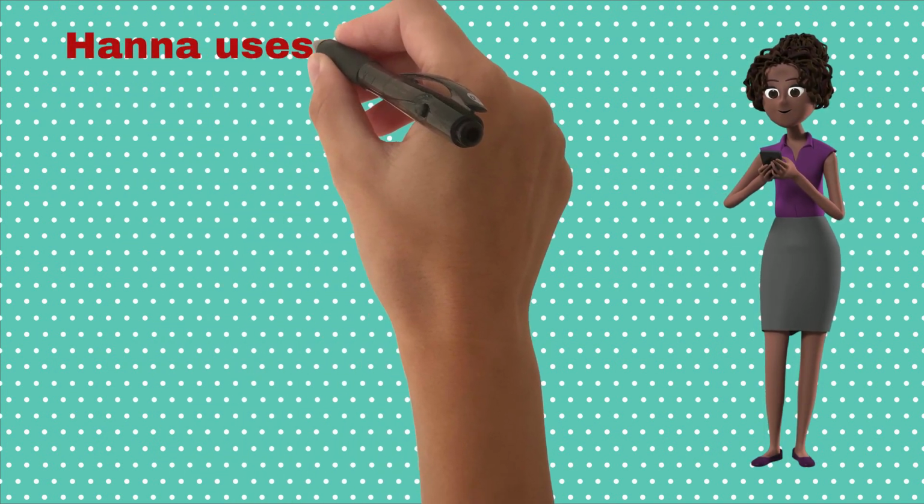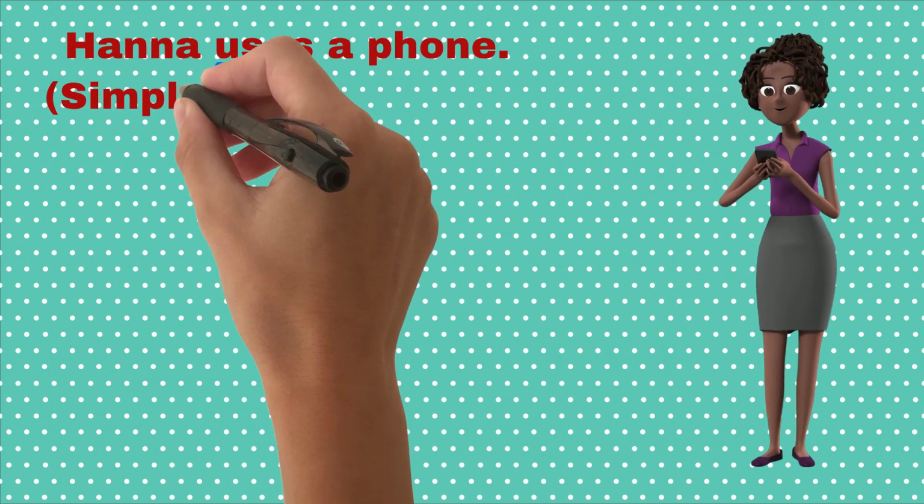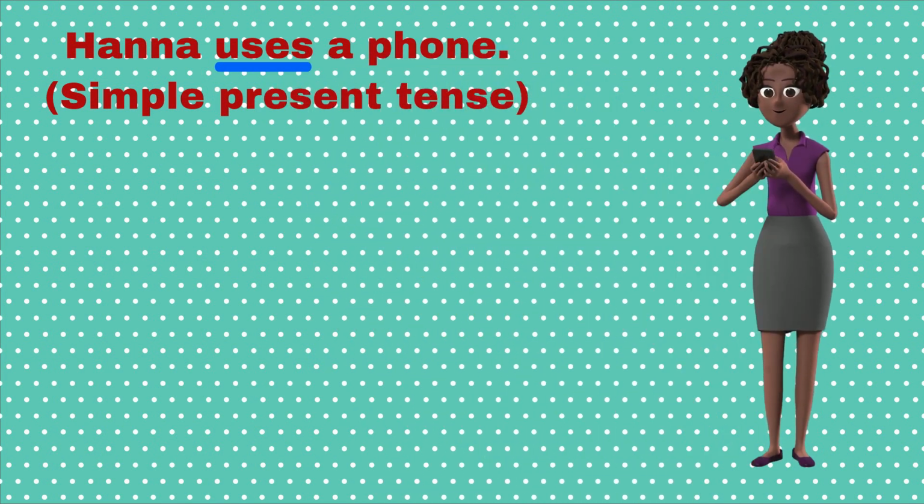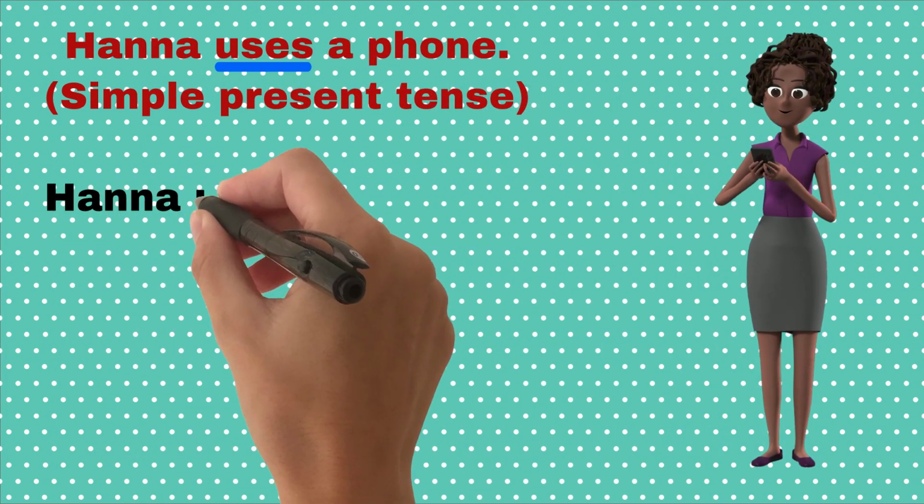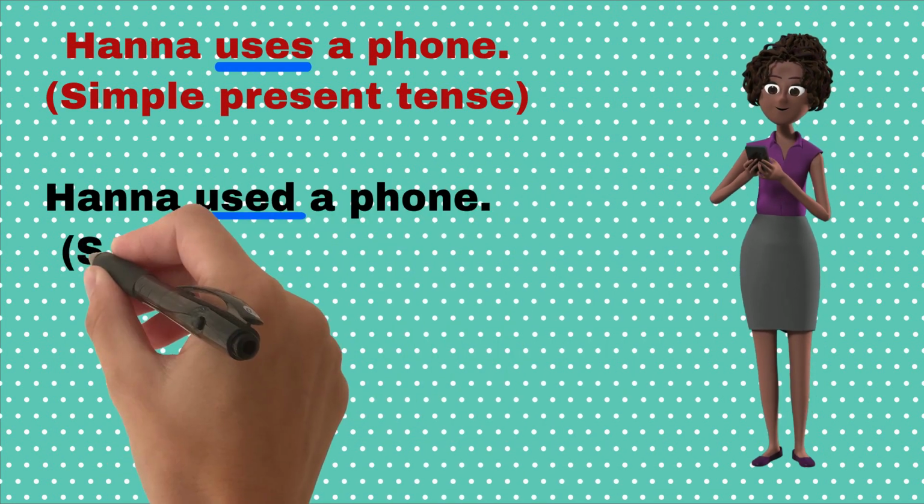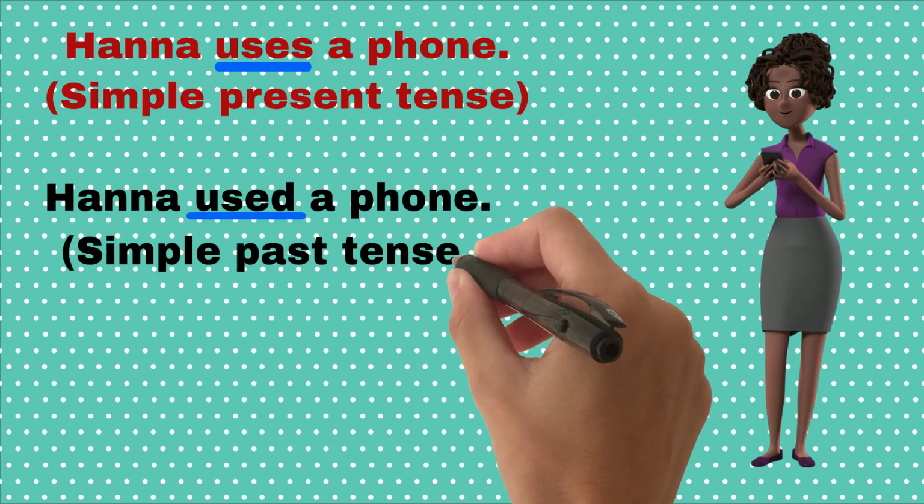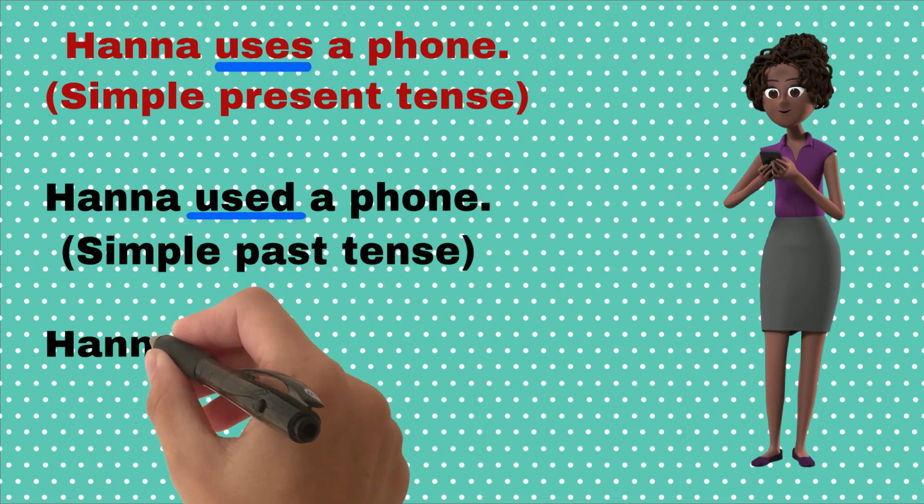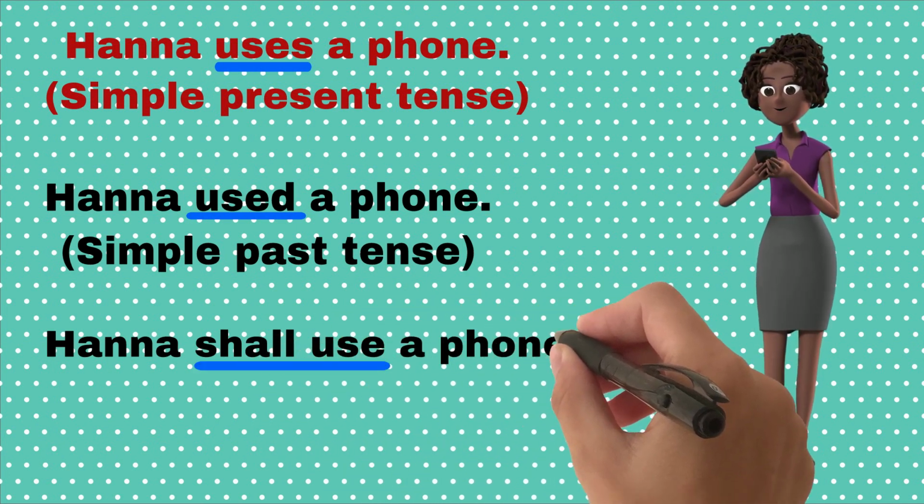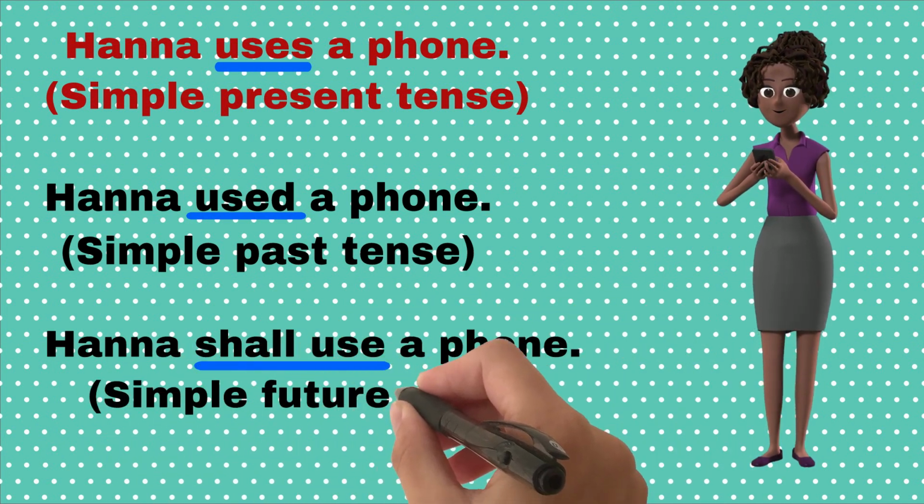Hannah uses a phone. It is simple present tense. Hannah used a phone. It is simple past tense. Hannah shall use a phone. It is simple future tense.